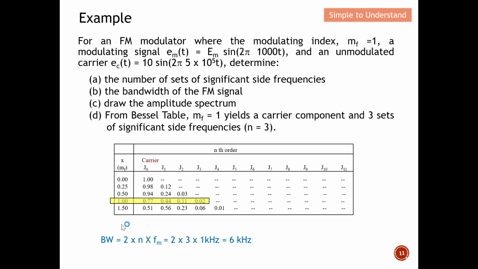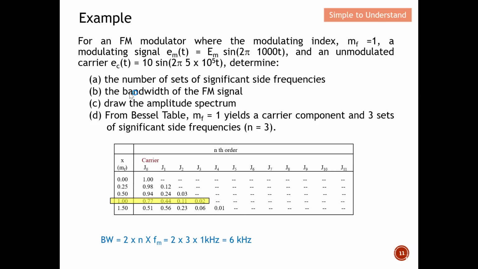Part 2, how to find the bandwidth. If you still remember, the bandwidth is 2 times n times fm. This is the so-called double, since the side frequencies exist on both sides, so we need to multiply by 2. n is the number of sets of significant side frequency, and fm is the frequency of the modulating signal. So it's actually 2 times 3. The modulating frequency is here, 1k. Therefore we can compute that the bandwidth is equal to 6 kilohertz.